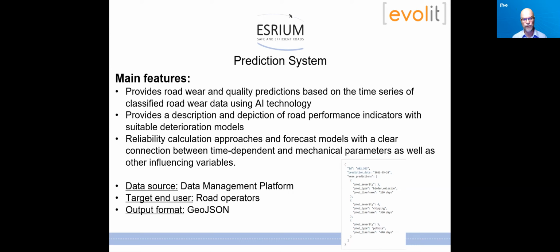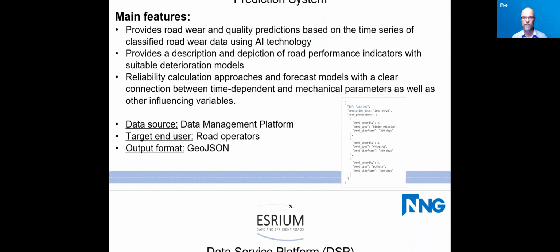So far, so good. The data source is the data management platform. The target end users are road operators. Road operators will use this data to program and optimize their road maintenance activities. In order to do that, we will of course need the necessary information, which will be provided using GeoJSON format. Okay, so we have this very important element already clarified.